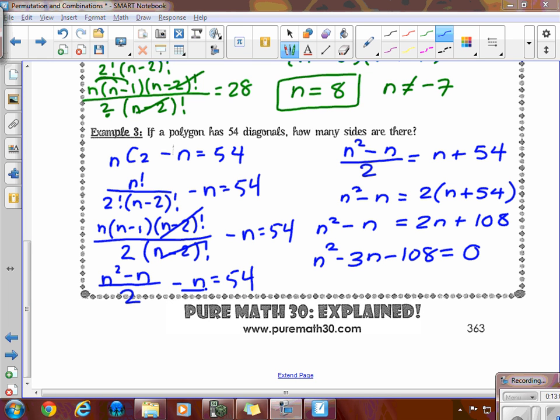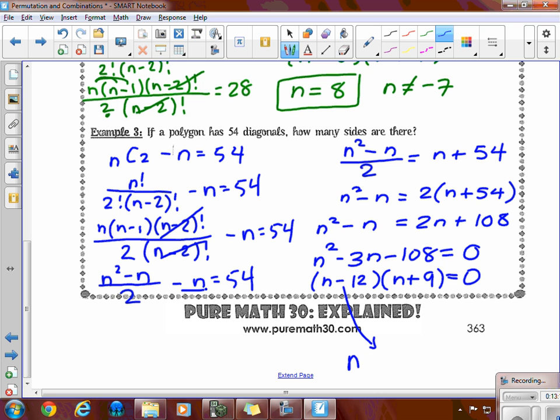If we factor this, we get n minus 12 times n plus 9 equals 0, which gives me right here a solution of 12. This gives me a solution of -9. Saying how many sides were there in this polygon? Well, we know there can't be -9 sides. That's extraneous. So this polygon had to be a dodecagon, which has 12 sides.